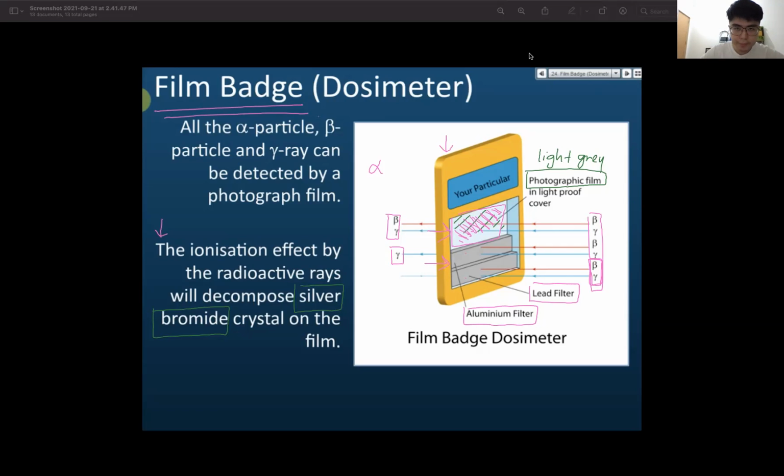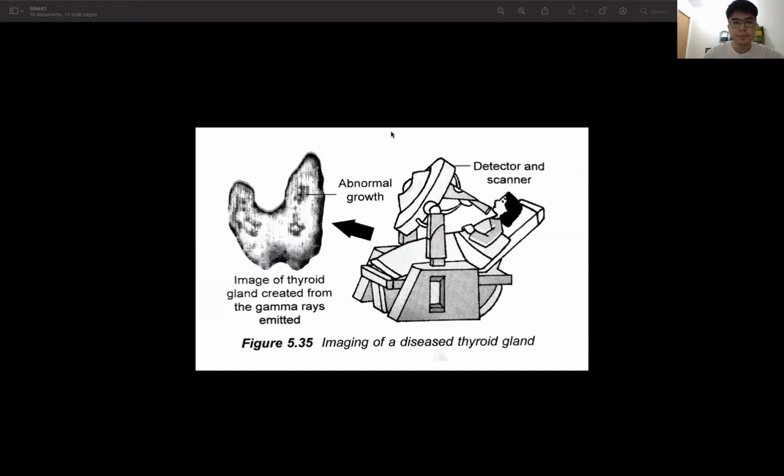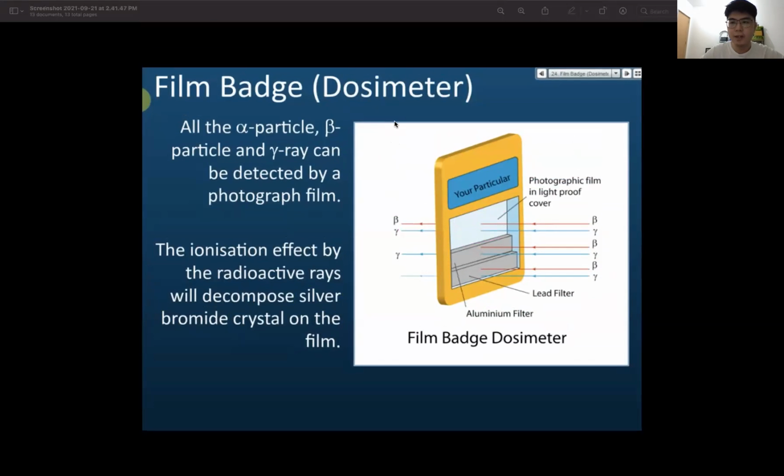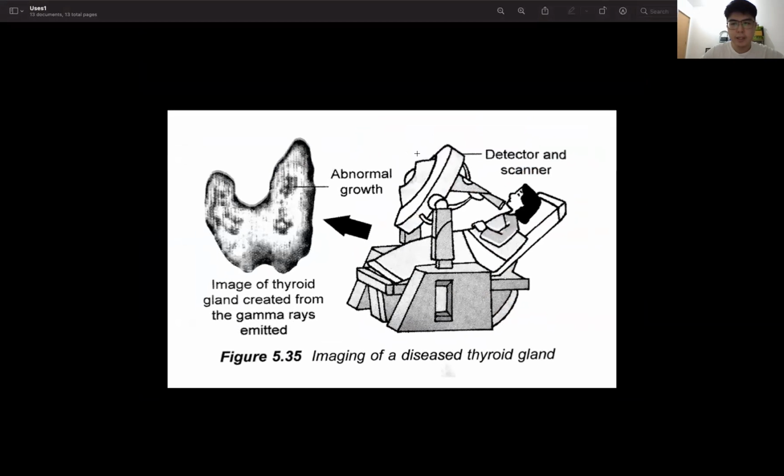Okay, what time is it? Let me see, 8:20. I'll maybe take 10 to 15 more minutes, and then I'll give you exercises. Okay, so next one. All right, we finished all the detectors. Next, we will look at the uses.